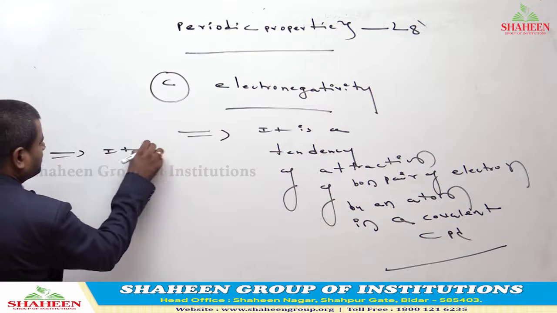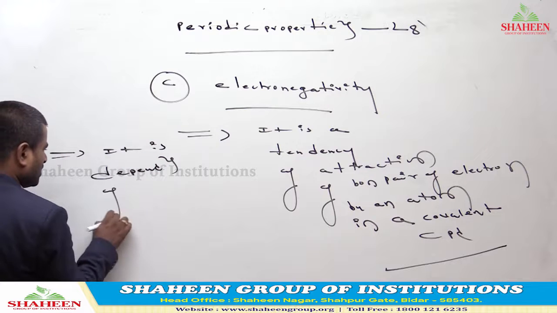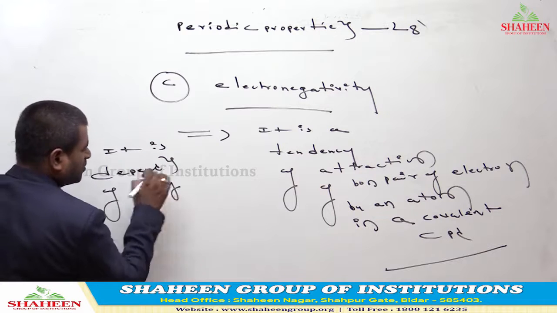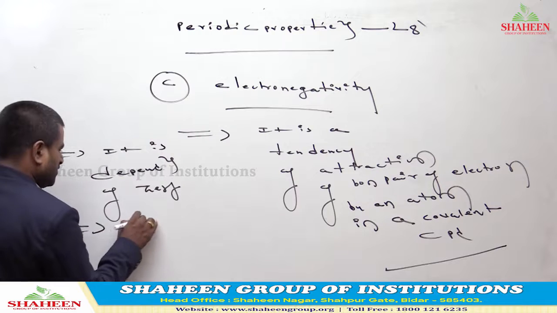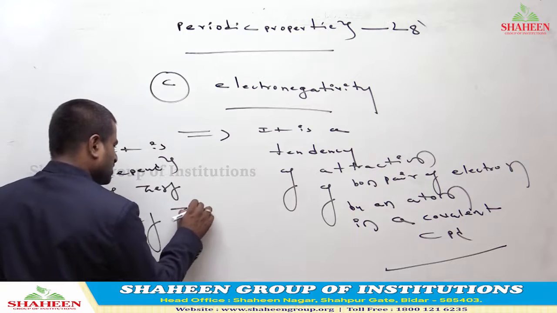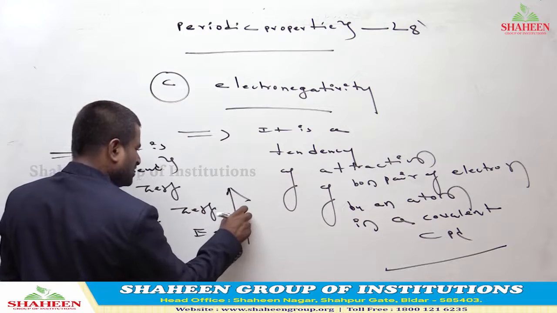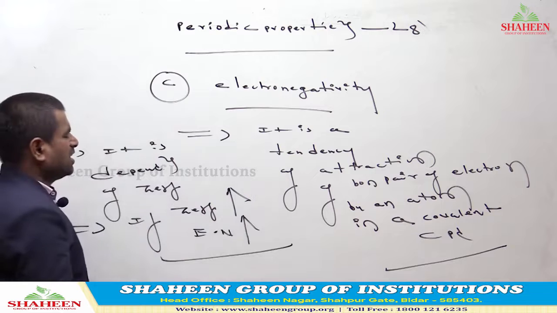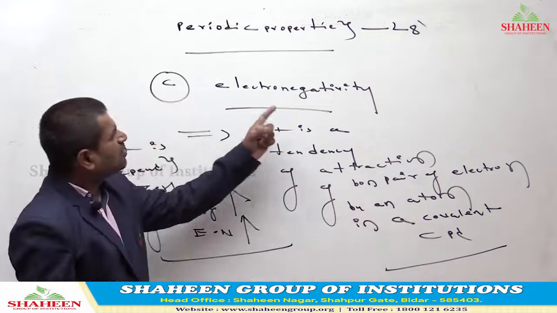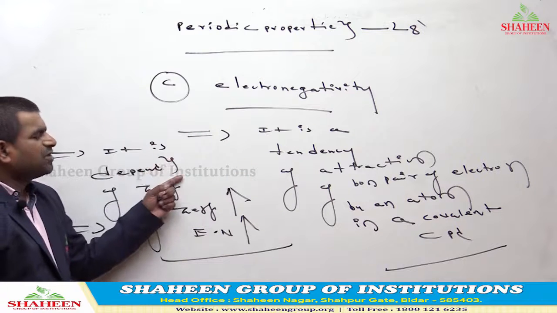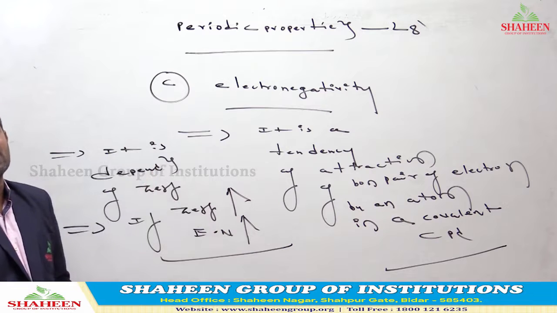It depends on effective nuclear charge. If Z effective increases, electronegativity also increases, because the tendency of attraction of electron density also increases. The tendency of attraction of a bond pair of electrons in a bond is called electronegativity. It depends on the Z effective value. Nuclear charge increases, attraction increases, therefore electronegativity increases.